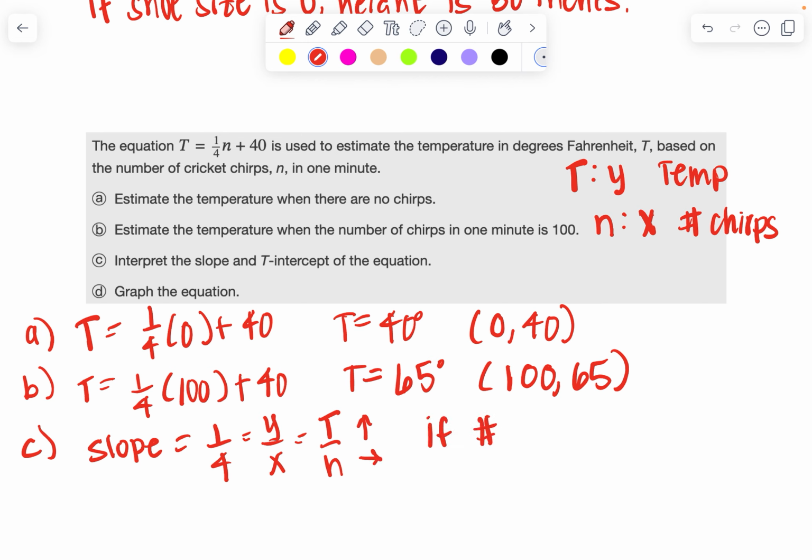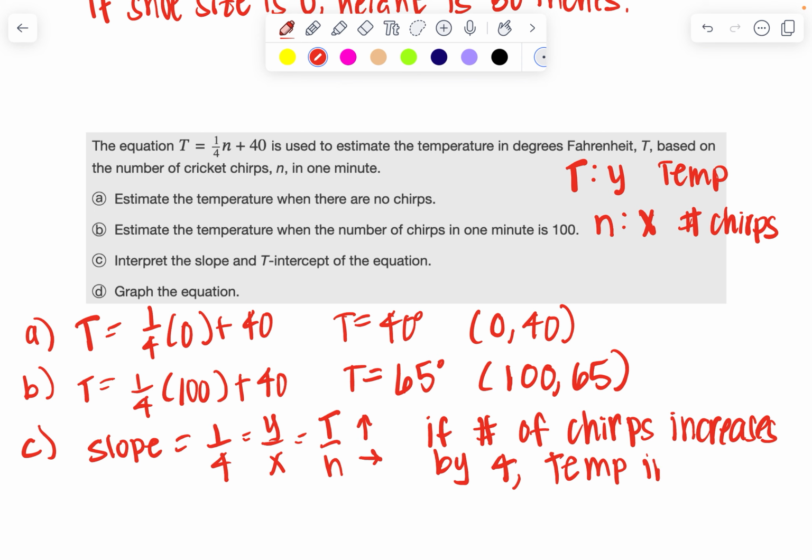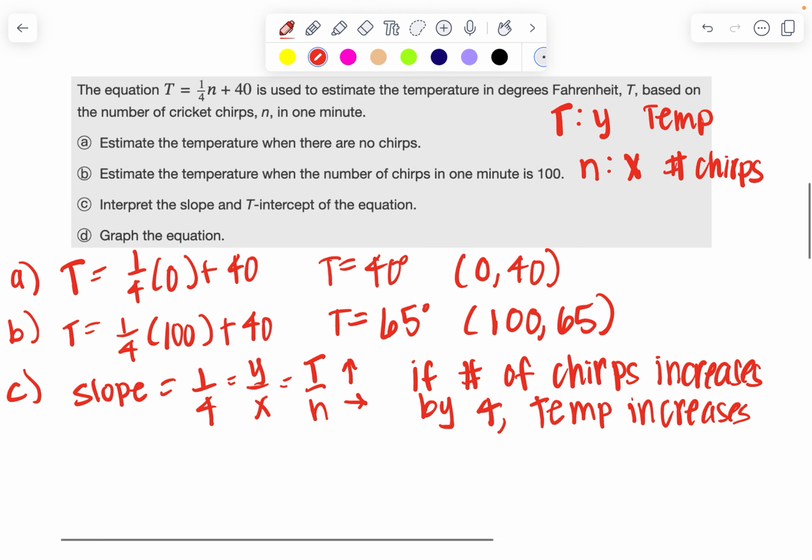So if the number of chirps increases by 4, the temperature will increase by 1 degree. I'm just going to say the temp increases by 1 degree.